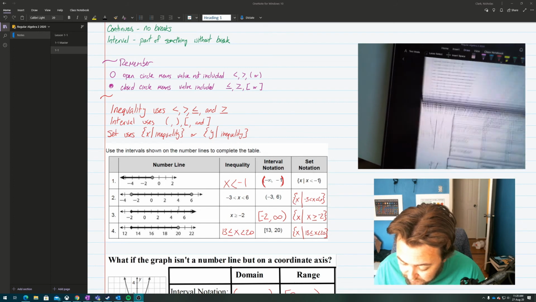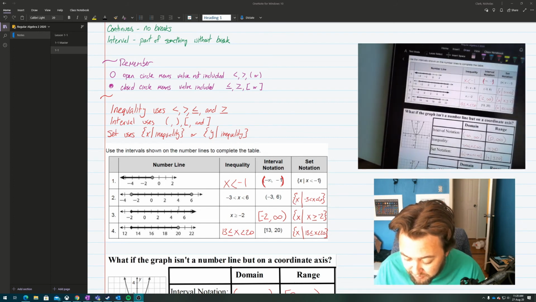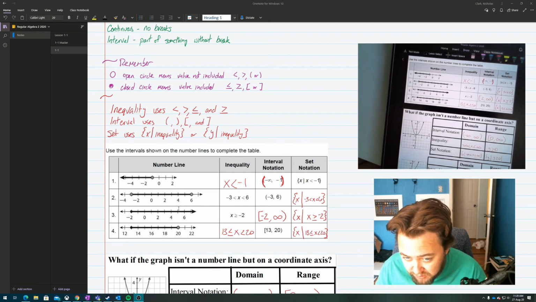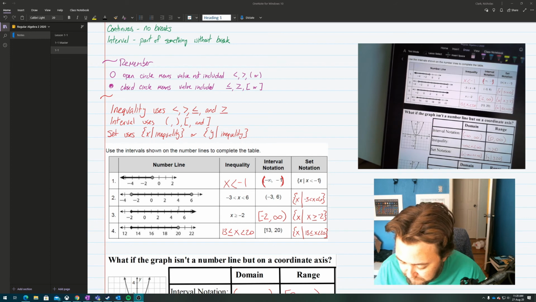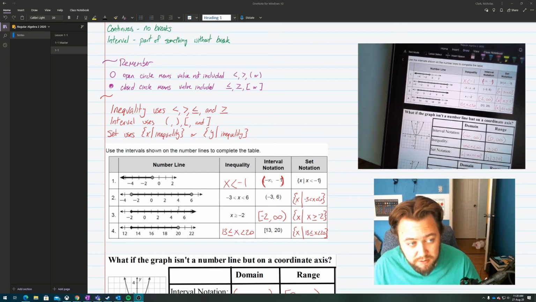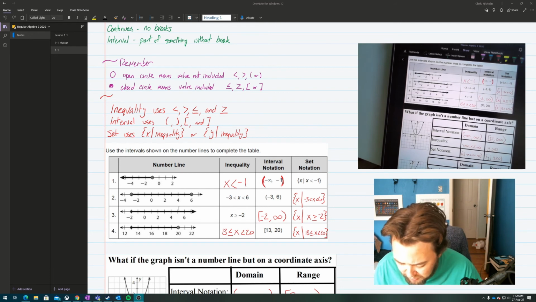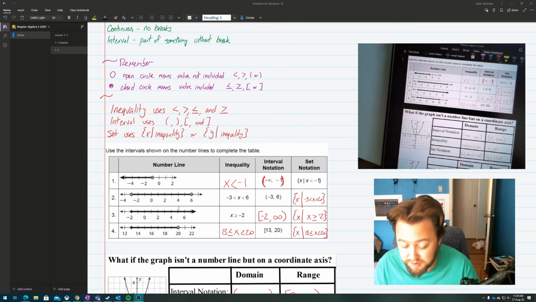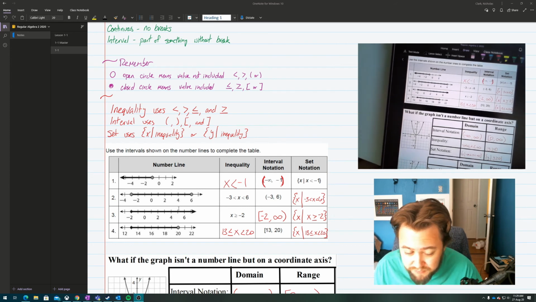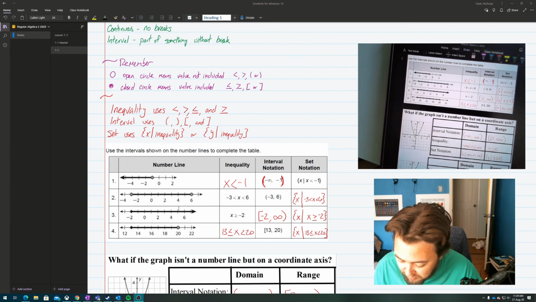How about this super fun one that's next? Let's look at the interval notation. My domain, as I'm going left, still negative infinity. My domain as I'm going right, still positive infinity. My range, what do you think the range is here? I don't think it ever gets to 0. It looks like it approaches 0. So we're not sure if it includes it, but it seems to be 0. And then it goes up into forever.